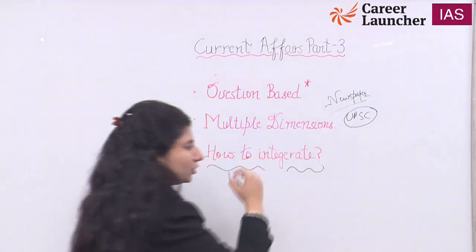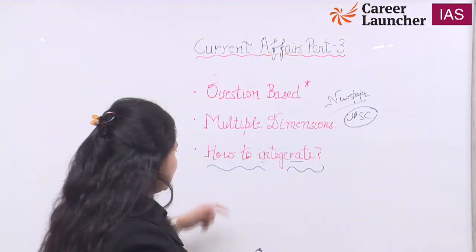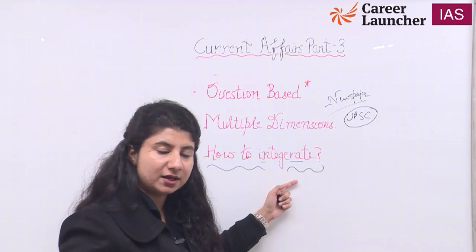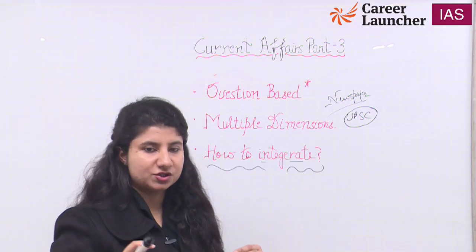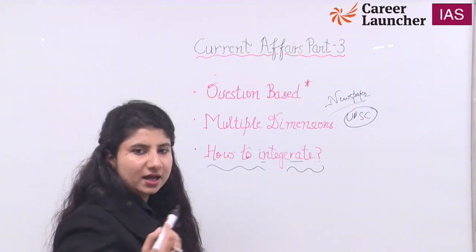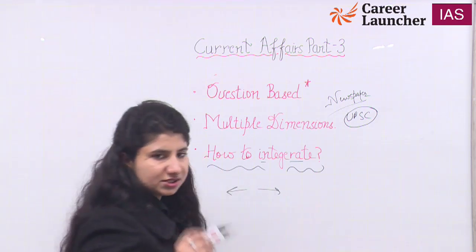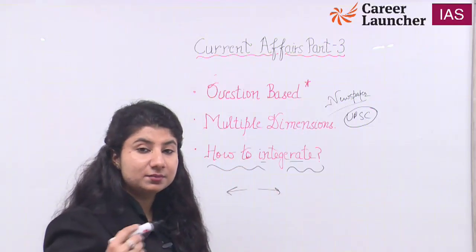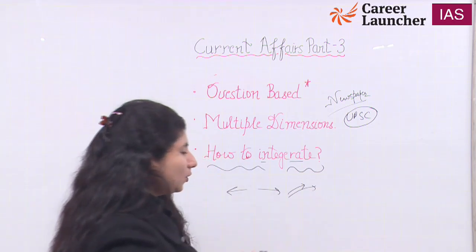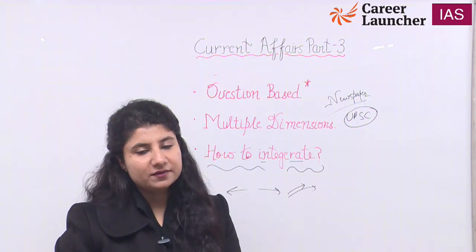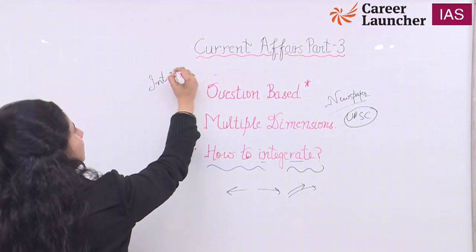And for creating your notes, you should know how to integrate the information. Since our first session, Current Affairs Part 1, we've been discussing how to interlink the information, because anything that has happened, as I have said earlier, has its forward linkages and backward linkages. Not just this, if any incident has taken place in India, it will also have implications worldwide. That will become part of your international relations.